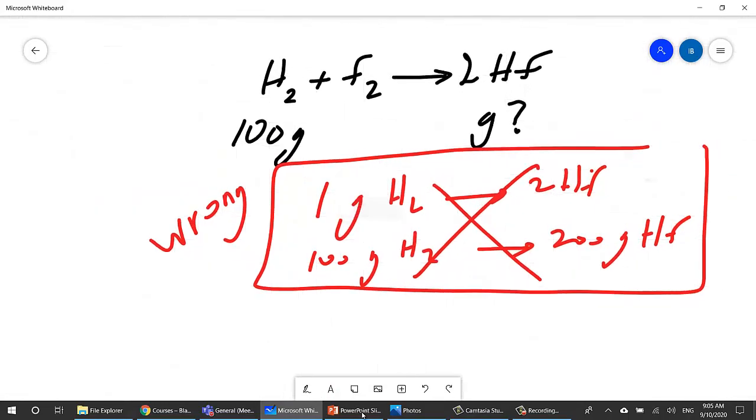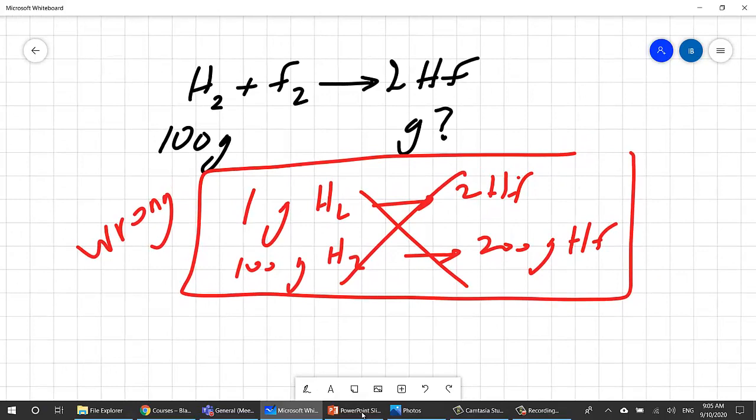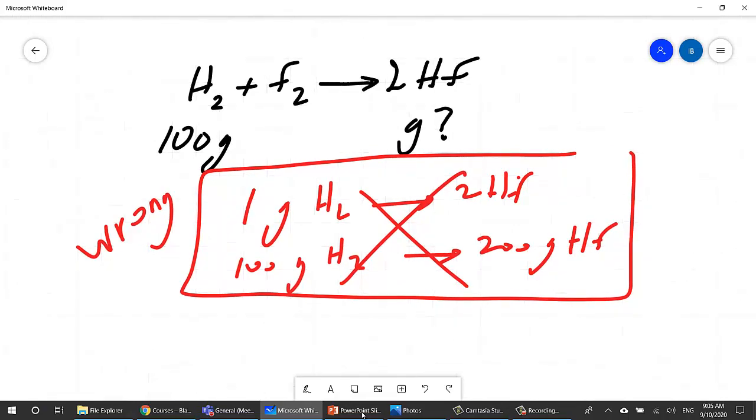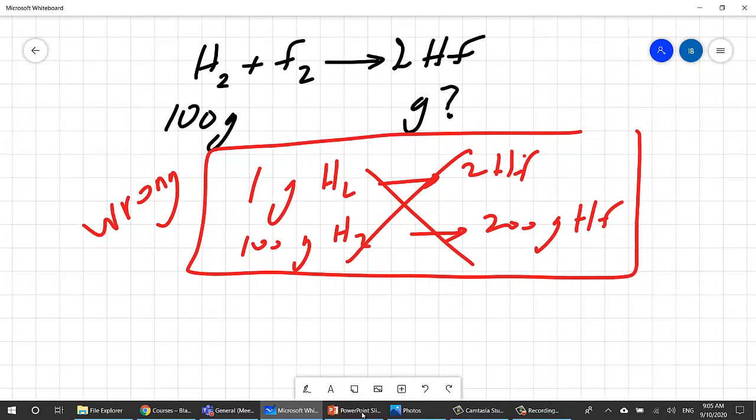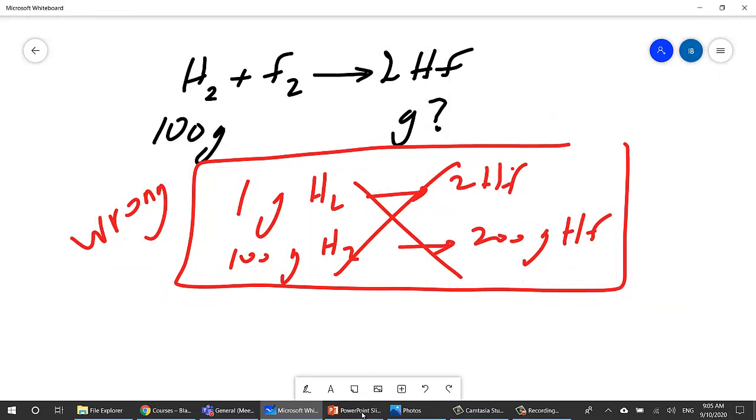It reads 1 mole of H2 plus 1 mole of F2 goes to 2 moles of HF. Therefore, you cannot do this in chemistry, dealing with the grams. So the way you do this is you have to convert the 100 grams into moles, and then you do the math. Anybody calculated the molar mass of H2?